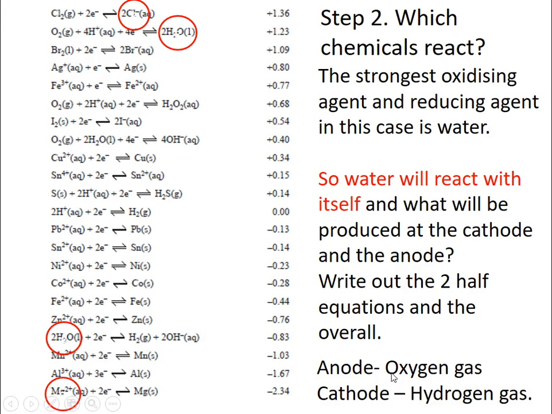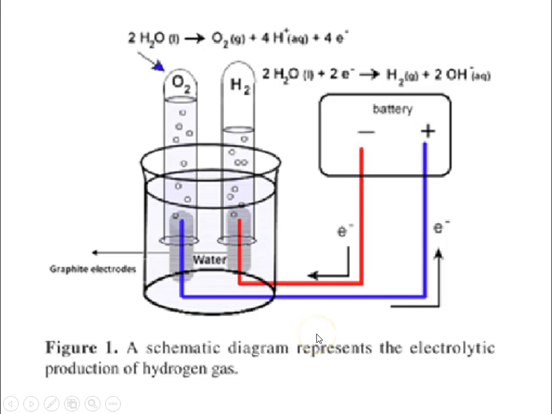Okay, so if we write out these two half equations, this is undergoing reduction, so it happens at the cathode. So at the cathode, hydrogen gas is being formed, so you get bubbles of hydrogen gas at the cathode. And at the anode, this is undergoing oxidation, you get oxygen gas bubbles formed. So both electrodes will be producing gas bubbles.